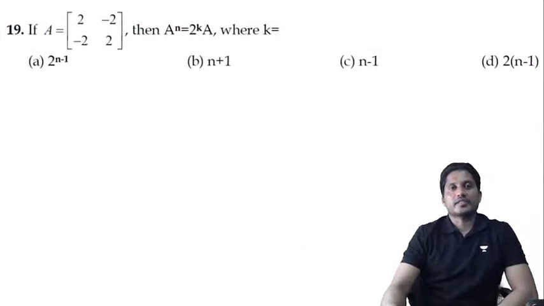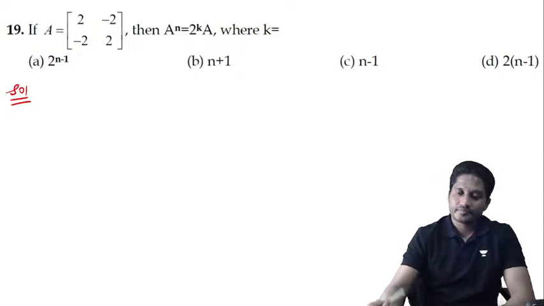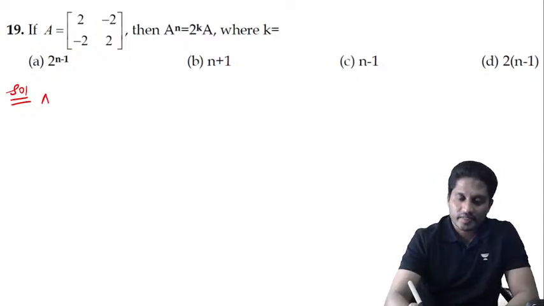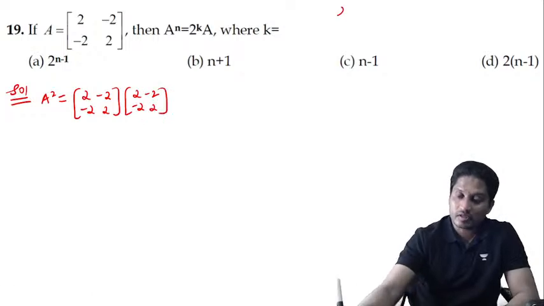And let's move to the next question. See, this was asked in KCET 2019 paper. Good question, just follow carefully. First, I'll find out A square. A square is A into A. 2 minus 2 minus 2 plus 2. Again, this is 2 minus 2 minus 2 plus 2. This was asked in 2019 paper.